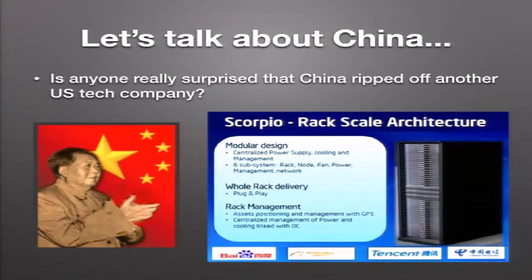So yes, China took Open Compute. They said, this is great, let's add more. And so what did they add? They added a GPS chip to every one of the servers. So think about that for a second. This is a data center so large that to find a server, you need GPS, okay? Kind of mind-blowing, right?